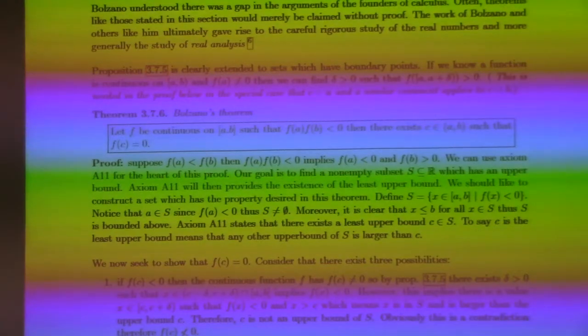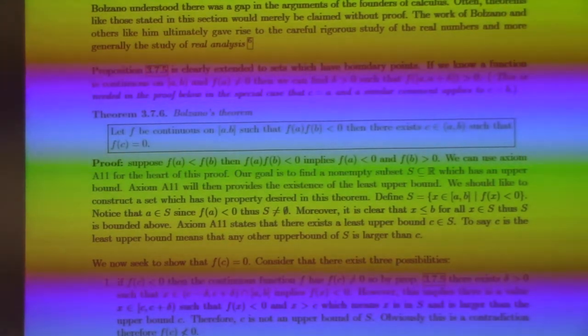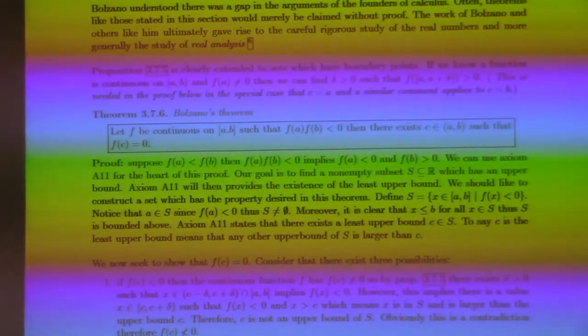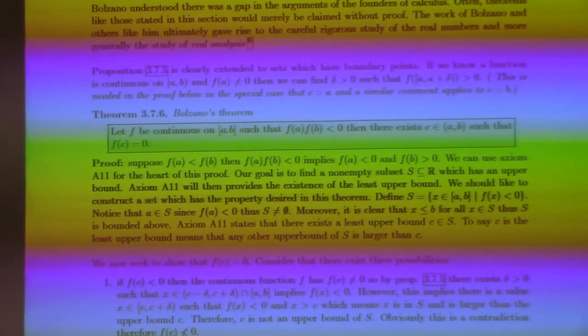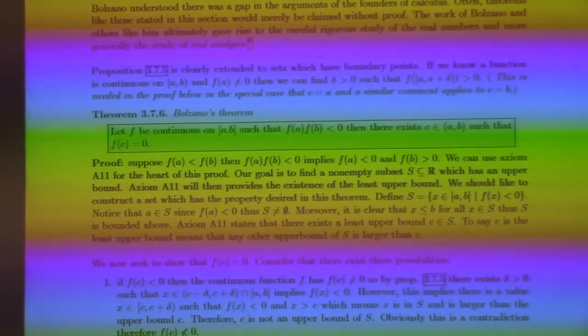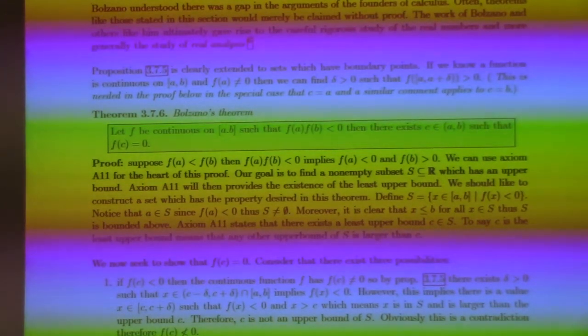Since it's bounded above, the least upper bound axiom says that there exists an upper bound C, and in fact, that's exactly the C that we're looking for in Bolzano's theorem, such that f of C is 0. So it's kind of sneaky, but axiom 11 of the real numbers is what gives us the existence of this C. Anyway, I just want you to be aware of that. That's about as far as it goes.